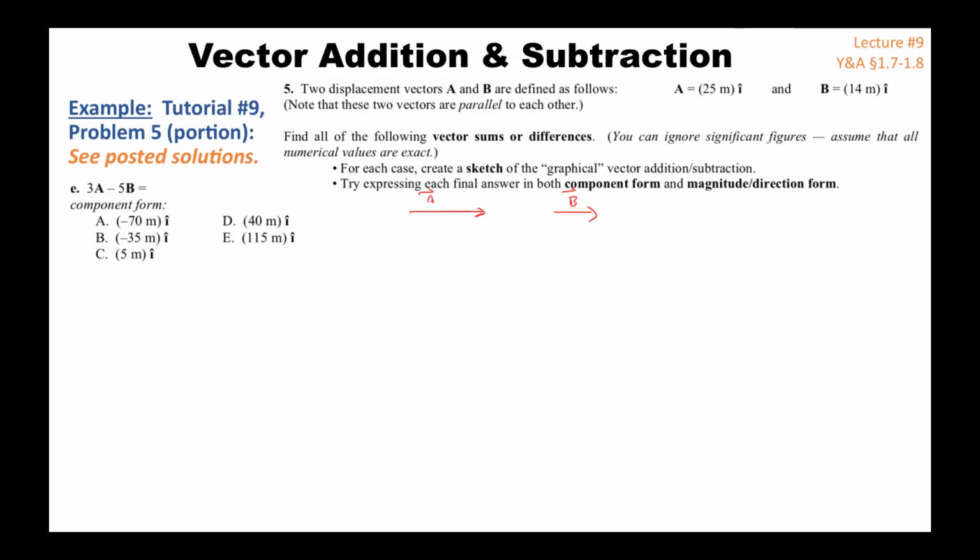What does 3A minus 5B look like if we were to draw a graphical sketch of it, and then do the squashed triangle method with it? Well, we want to take 3A. So what does 3A look like? Let's sketch 3 times A, in the same direction because 3 is a positive scalar. And negative 5B. So I want to draw a vector that's 5 times as long as B, but going in the negative direction.